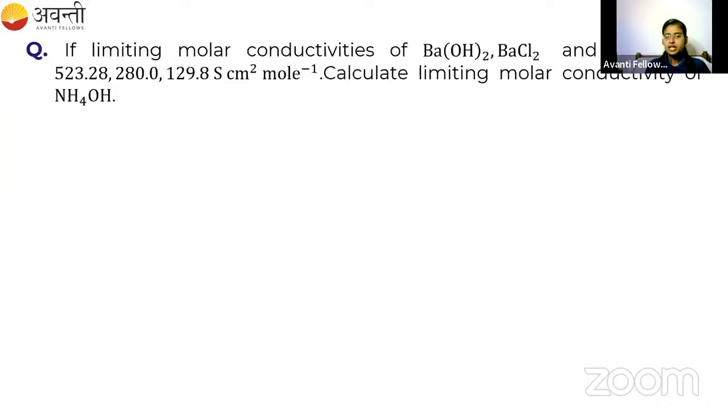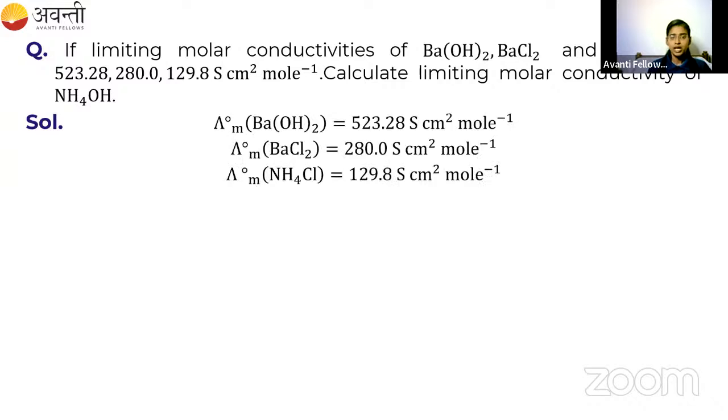If the limiting molar conductivities of Ba(OH)2, BaCl2, and NH4Cl are 523, 280, and 129 S cm² per mole, calculate the limiting molar conductivity of NH4OH. This type of question is again very easy. We are provided with the values of three compounds and asked to find out the value for one compound. So write all the given limiting molar conductivities first. And from here, NH4OH will be dissociated into NH4 plus and OH minus. This is the desired equation for which we have to find the limiting molar conductivity.